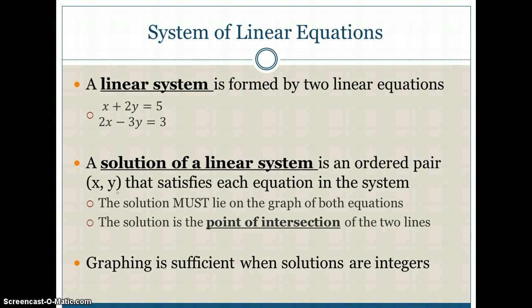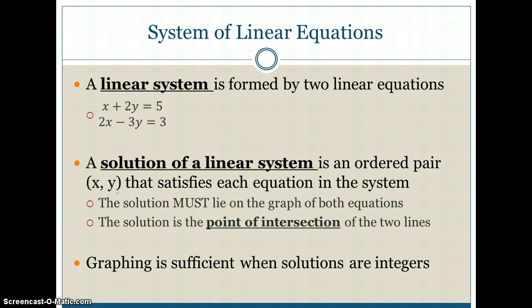And the first one we'll talk about is graphing. But before we can actually solve any of these, we need to understand what a system actually is, and it's nothing fancy at all. A linear system is simply formed by two equations. So x plus 2y equals 5 and 2x minus 3y equals 3 are one system of equations because we put the two equations together.